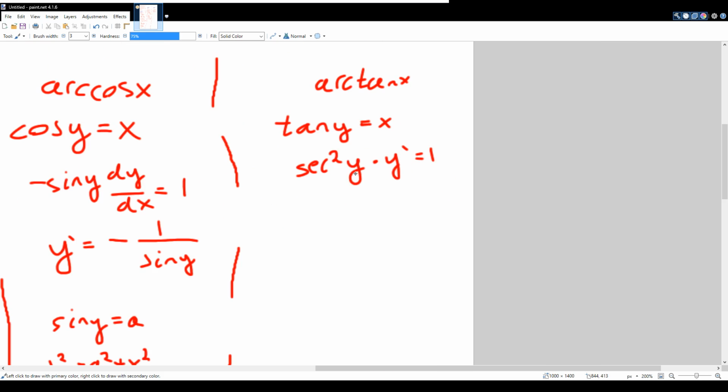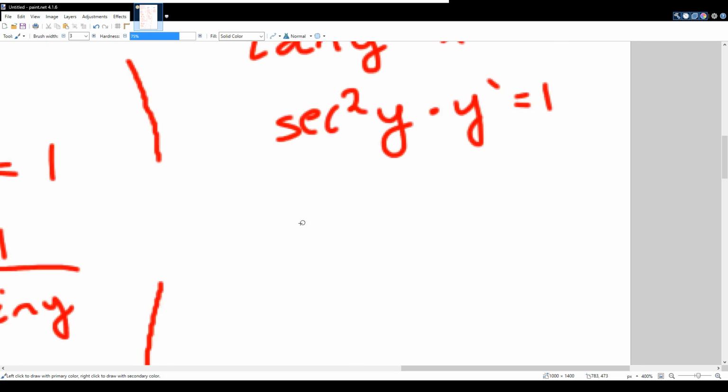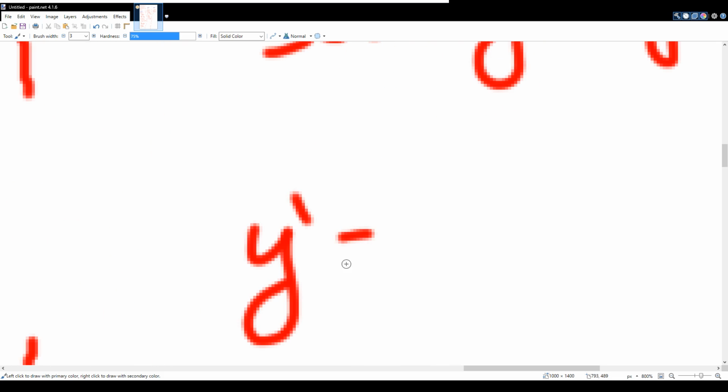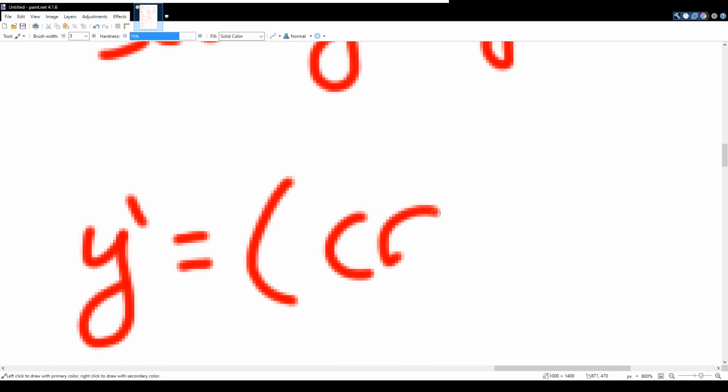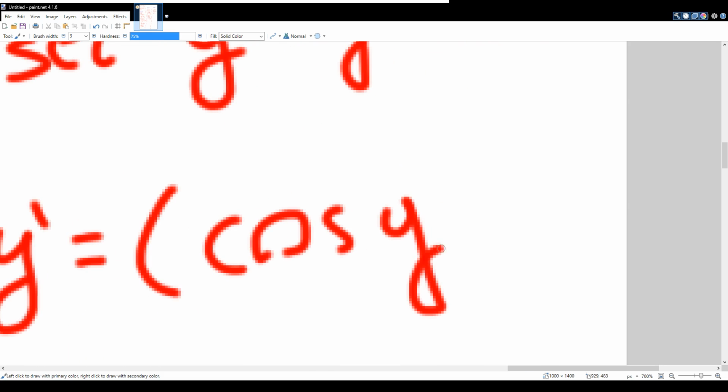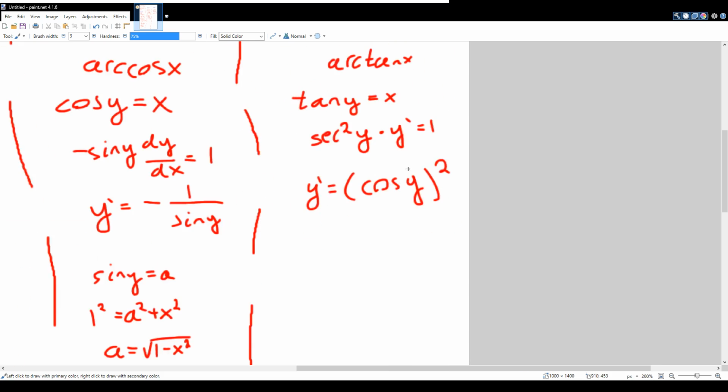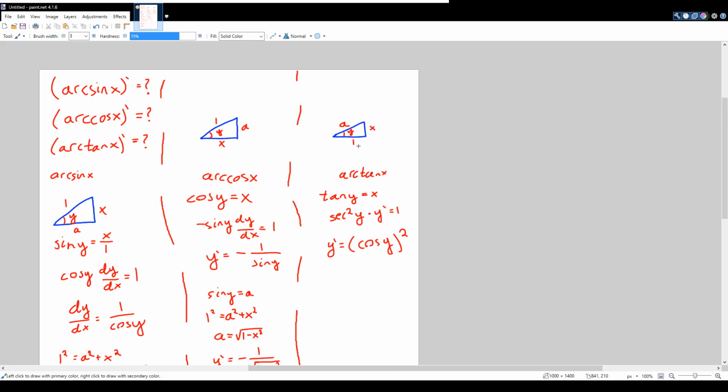is equal to 1. So we divide the secant squared over on the other side, but secant squared is just 1 over cosine squared. So when you divide that over, that becomes cosine squared. So we get y prime is equal to cosine of y squared.